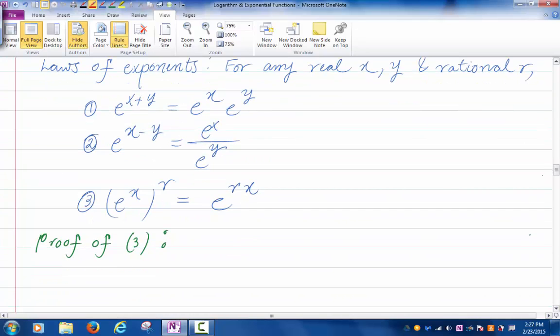Now I have the laws of the exponents for the e to the x function. If x and y are any real numbers, then e to the x plus y is e to the x times e to the y, and e to the x minus y is e to the x divided by e to the y. And what is e to the x to the power r? This is e to the rx. And r here is a rational number. Okay? Is everybody clear?